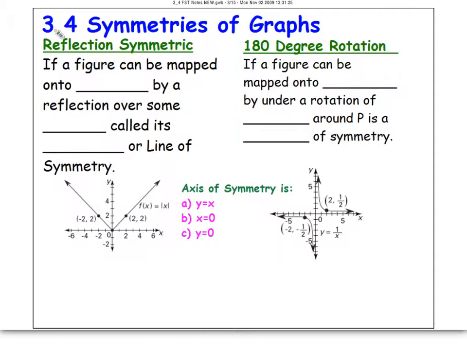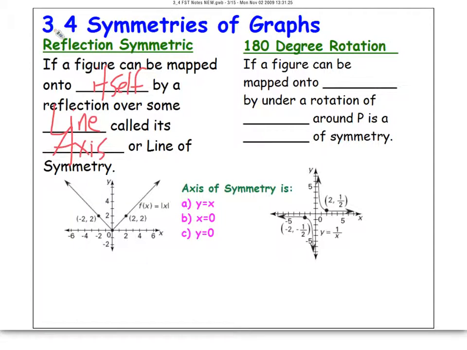The two types of symmetries we're going to talk about in this entire book are reflective and rotational of 180 degrees. Reflective is if a figure can be mapped onto itself by a reflection over some line, and it's called the axis or the line of symmetry.